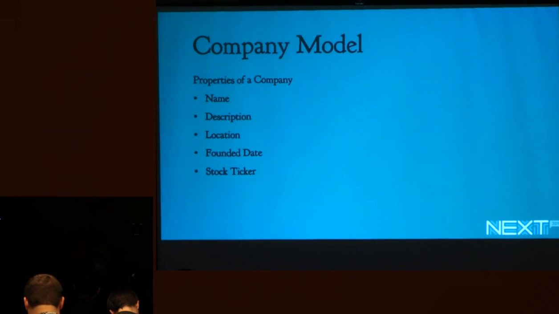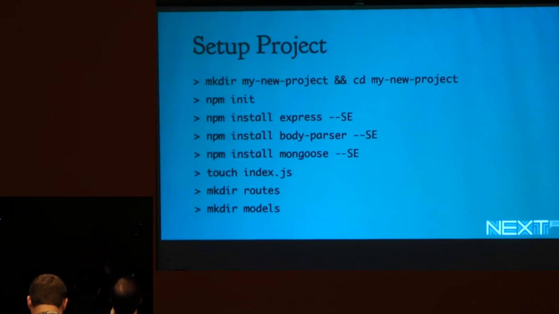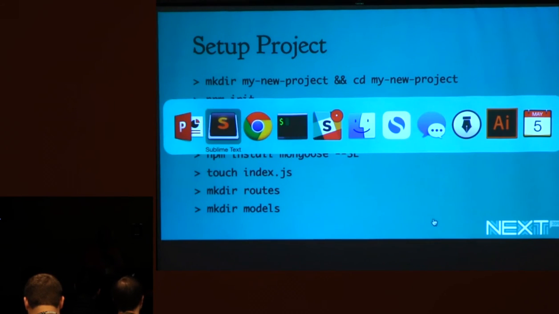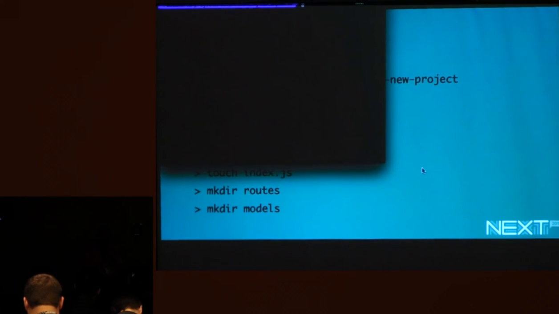So for our company, let's define what a company is and what properties we want on it. Very simple: name, description, location, founded date, and stock ticker. I just picked a few different things that would be interesting. This is literally going to give us the base set of stuff that we're going to use. So I'm going to create a new project, npm init. Let's jump into here. Oh, that is not what I want.